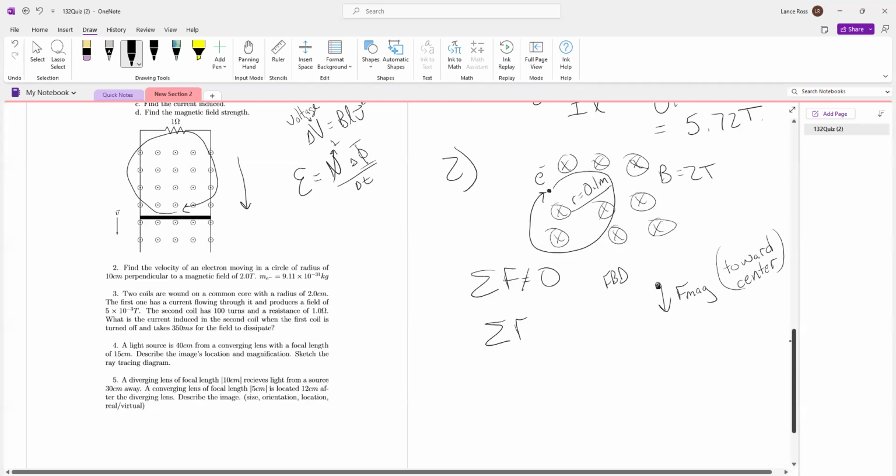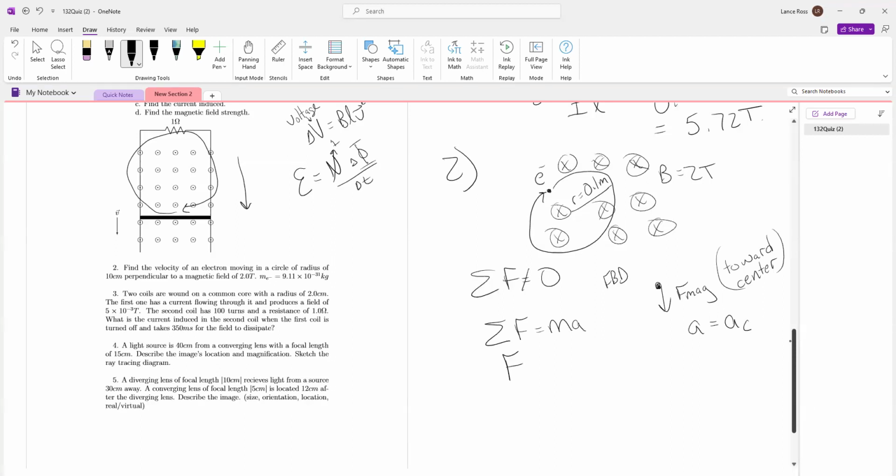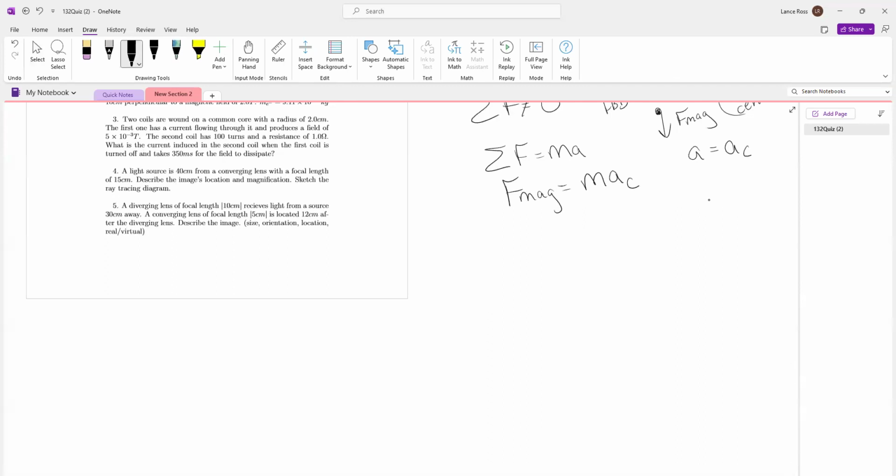Well, we know that if we have unbalanced forces, then F is equal to ma. And if we're moving in a circle, we know that a is going to be the centripetal acceleration. So my only force is the magnetic force, and it's going to be equal to m times the centripetal acceleration. My equation for the magnetic force on a charged particle is qvB sine theta. Again, sine theta is 1 here. We're perpendicular to the field. And our equation for centripetal acceleration is v squared over r.